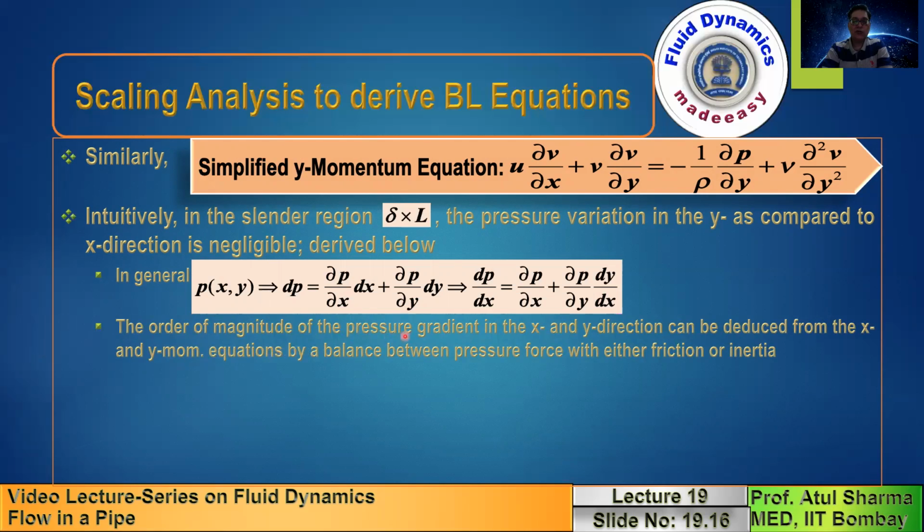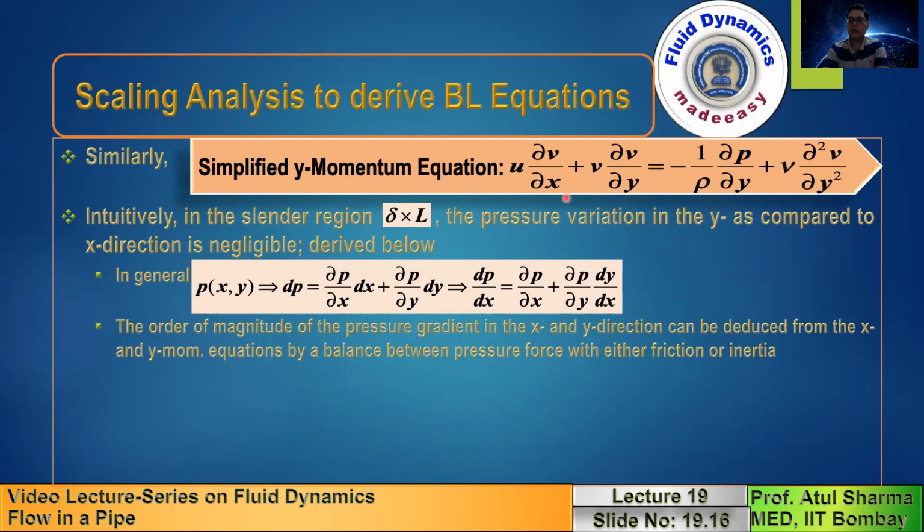Now, the order of magnitude of pressure gradient in the x and y direction can be deduced from the x and y momentum equation, the simplified form that I had presented, by a balance between the pressure. So this left hand side is an inertia term. You have a pressure term, and this is a viscous term. So you have 3 terms: inertia, pressure, and viscous term.